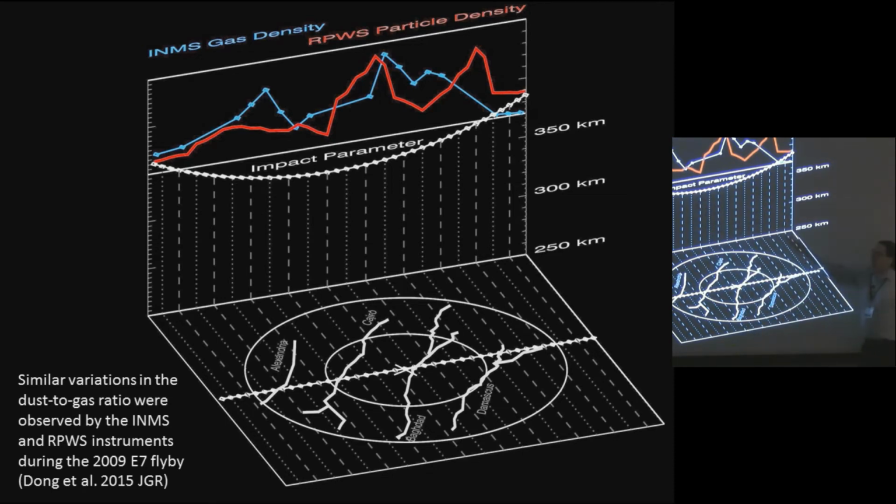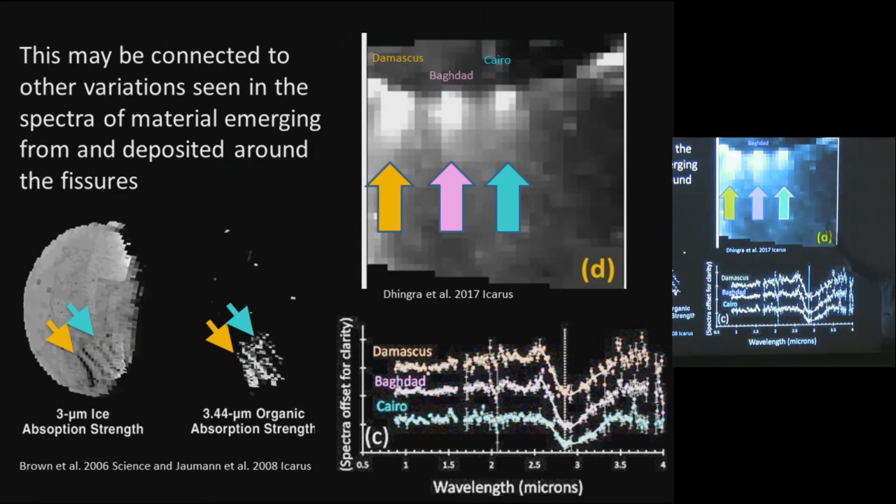That's just like what we saw. They're seeing it at a different altitude at a different time, but it seems to be consistent. And as you go through other things, you find other trends. There are hints of differences in the spectral properties of these different features. Again, Deepak Dhingra has looked a little bit at this. The surface deposits are different.